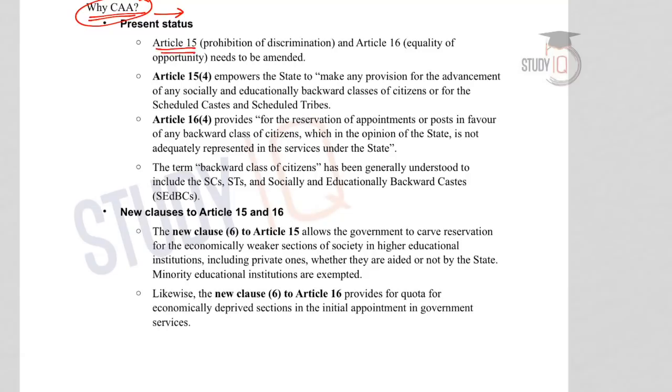Article 15, that is prohibition of discrimination, and Article 16, equality of opportunity, need to be amended. So two articles that are amended are Article 15 and Article 16 of the Constitution, and we will find out that Article 15 and 16 come under the fundamental rights category.